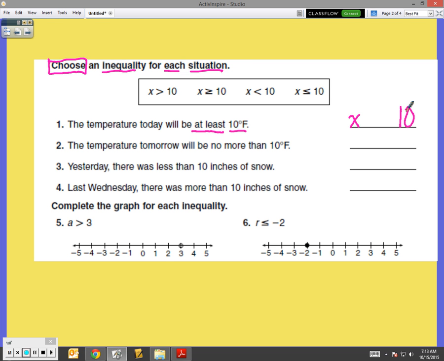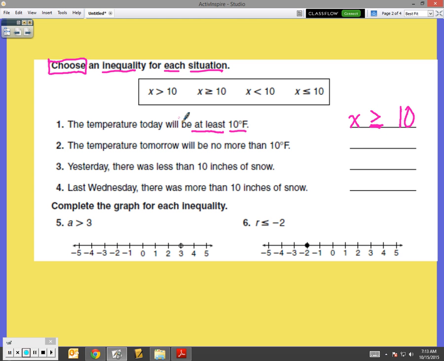Now, if I have at least $5 in my pocket, that means I could have 10, I could have 20, I could have 30, I could also have 5. So that means I could have more than 10, or it could be more than 10 degrees, but at the very least, it could also be 10. So that means X is greater than or equal to 10.